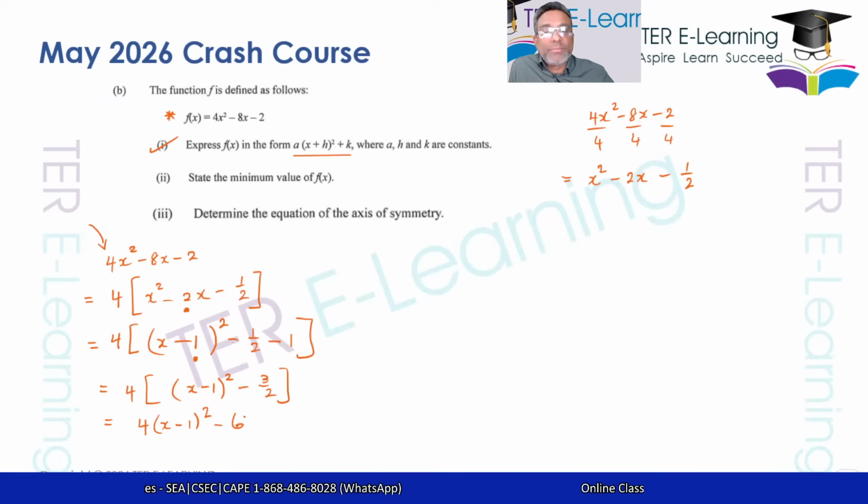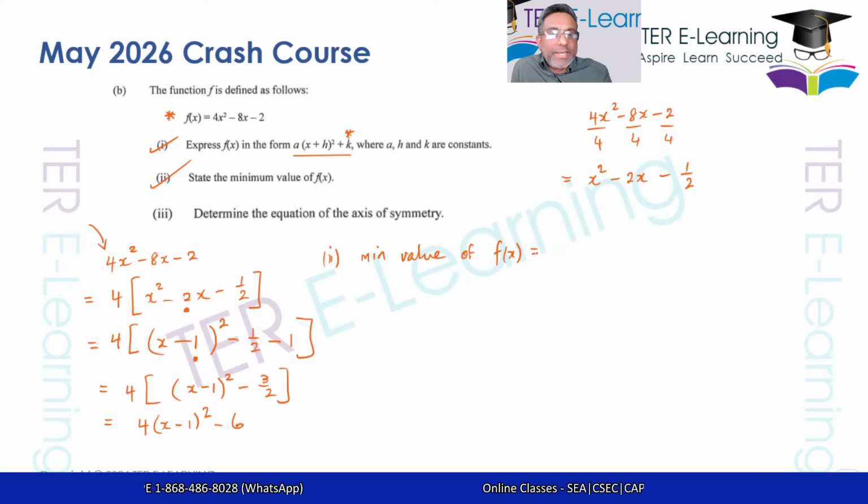So that's part 1. The second part, they said state the minimum value of f of x. One of the key things when you complete the square is that you are able to determine the minimum value from the completed square. It's usually whatever k is. So the minimum value of f of x in this case is simply whatever k is, and k in this case is minus 6. That's it.